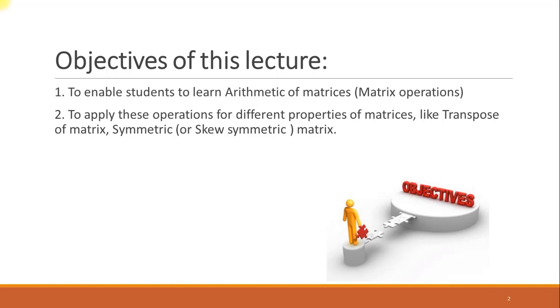So I would like to specify the objective of this lecture: students will be able to learn about the arithmetic of matrices, matrix operations, and to apply these operations for different properties of matrices like the transpose of a matrix, and symmetric or skew symmetric matrices.